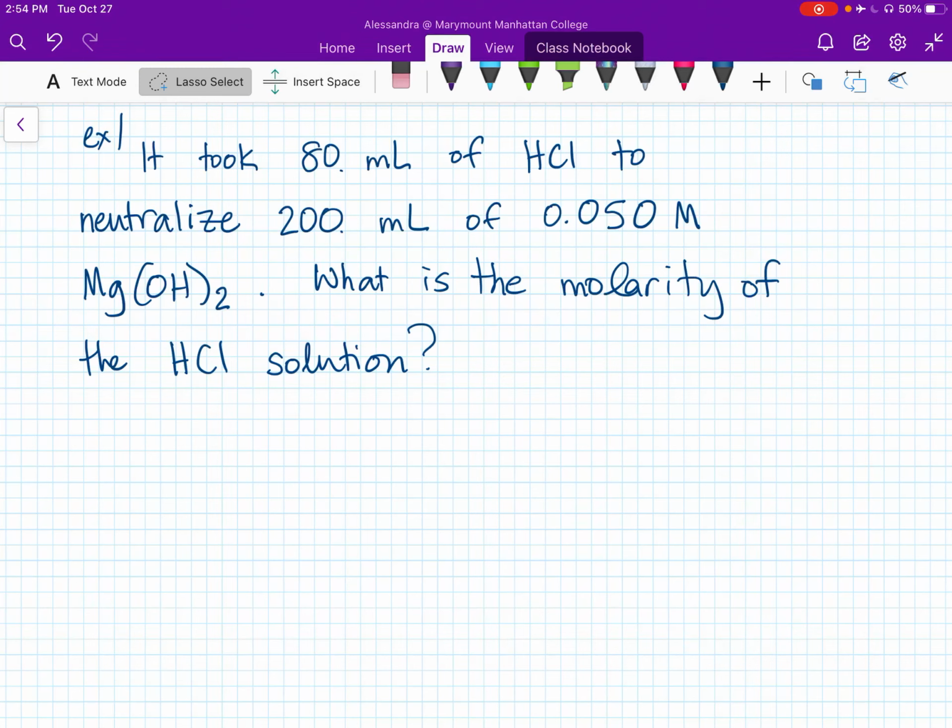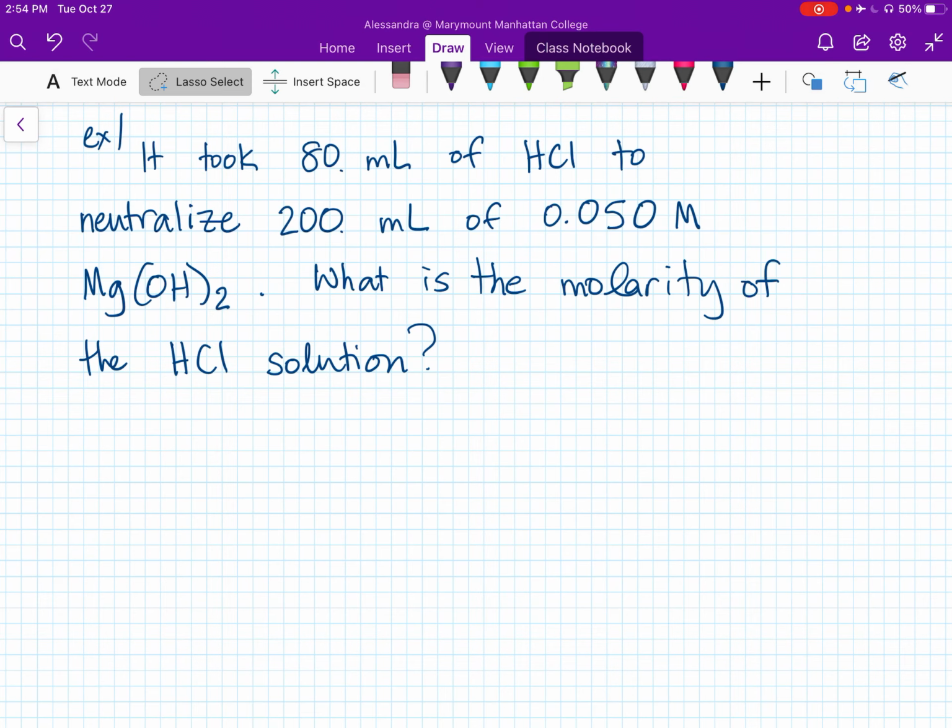Let's do another titration example. Let's say it took 80 milliliters of HCl to neutralize 200 milliliters of 0.050 molar magnesium hydroxide. What is the molarity of the HCl solution?